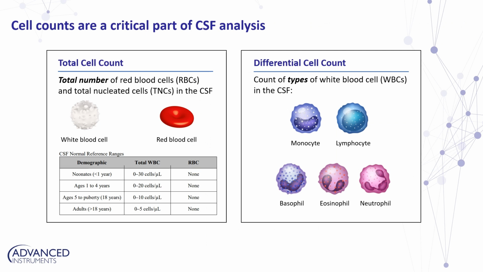Cell counts are critical in the analysis of CSF and are generally performed in either the hematology lab or the microbiology lab, depending on where you are in the world. A total cell count is performed to quantify the total number of red blood cells or nucleated cells or white cells in the CSF. Normal CSF does not have any red blood cells and has very few white blood cells. With age, the normal reference range for white blood cells actually decreases. A differential cell count can be performed to quantify the types of white cells, and the ratio of white blood cell types provides important information to the clinician as to what might be going on with a patient.